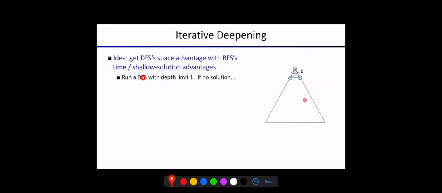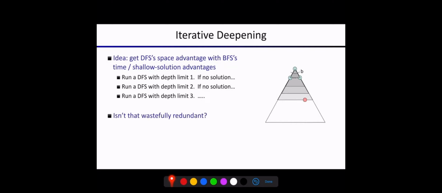You run depth first search with limit 1. Okay, so you run a very short DFS, depth first search, and if you find no goal, then you increase the number of levels. Now you do DFS again with 2 levels, and then with 3 levels, and if you find no goal, you keep on doing it until you find the goal. Okay, so you would say, well, that's very redundant. How can it be advantageous?